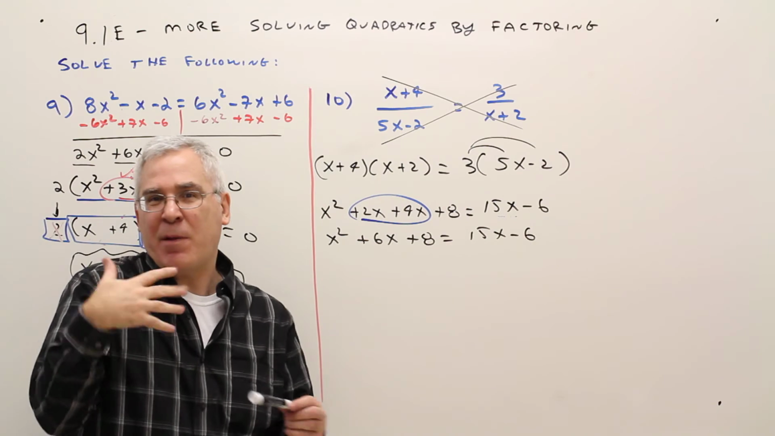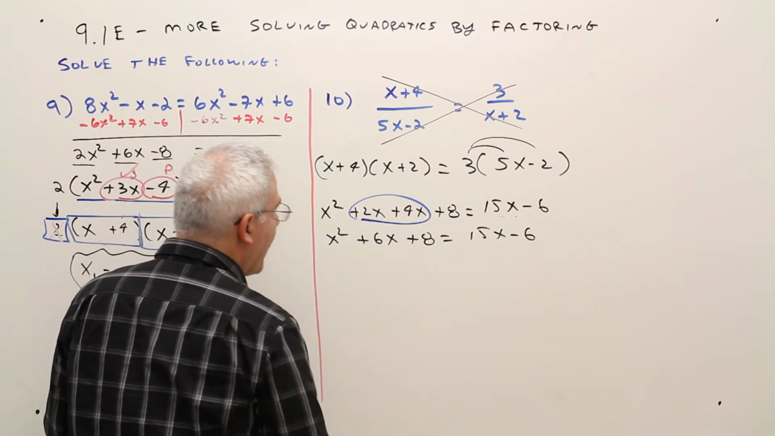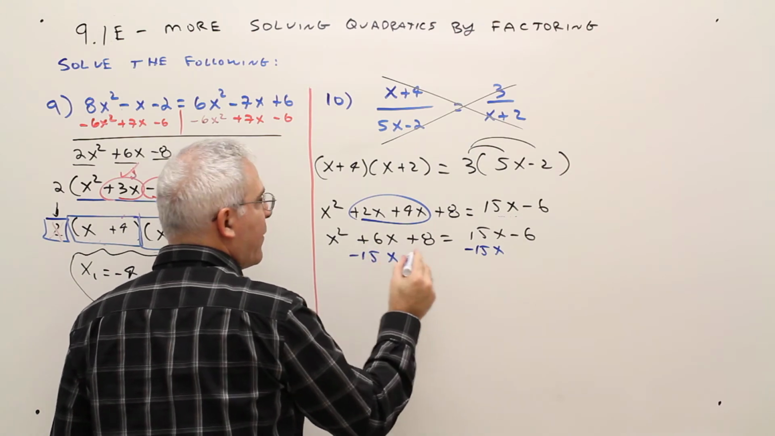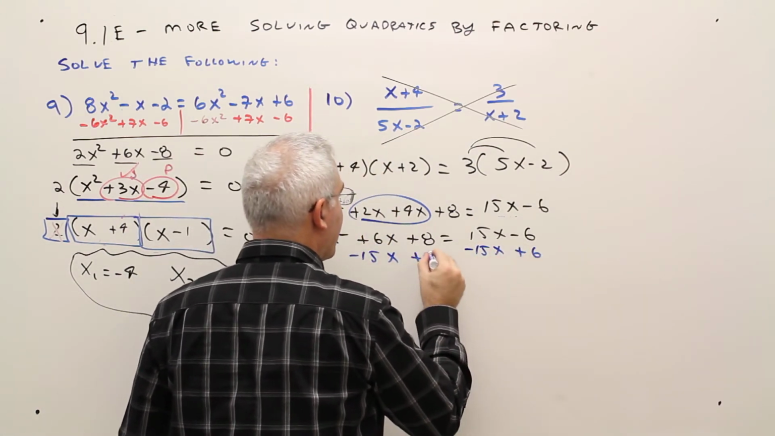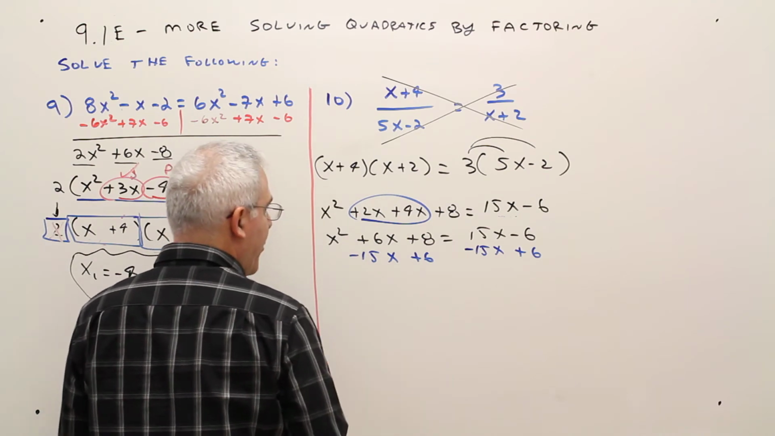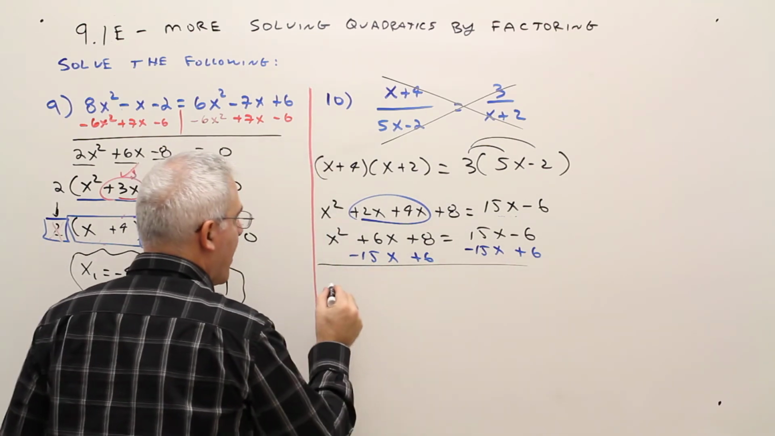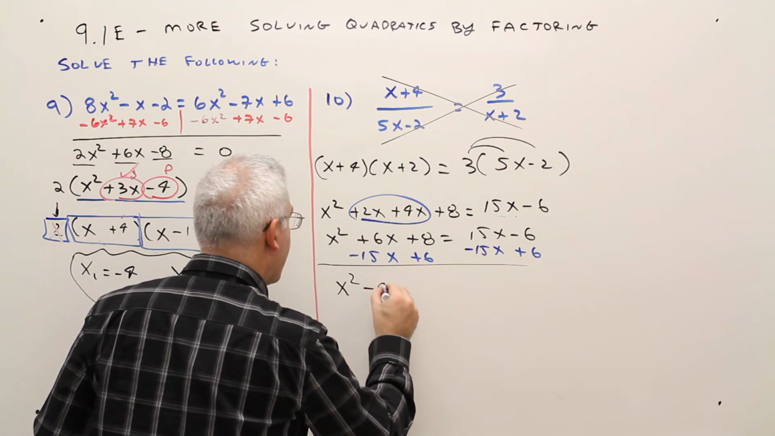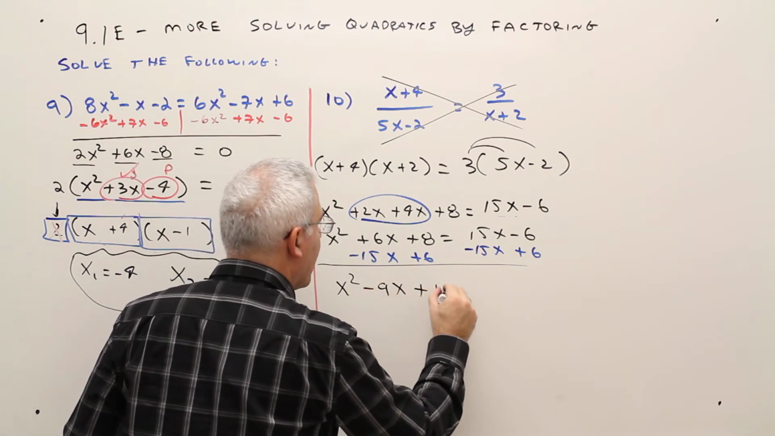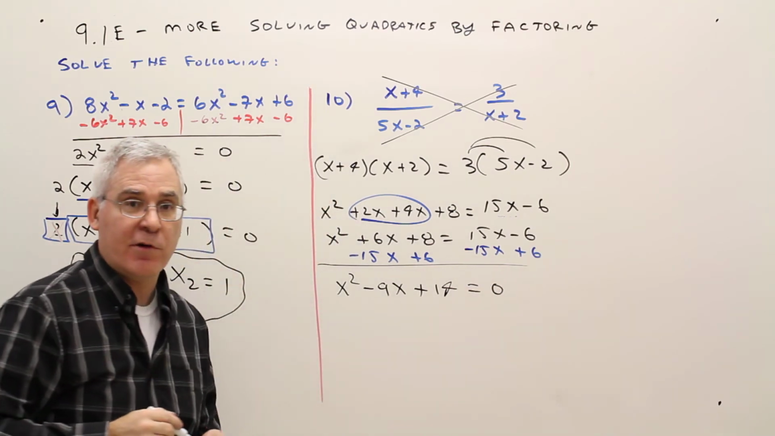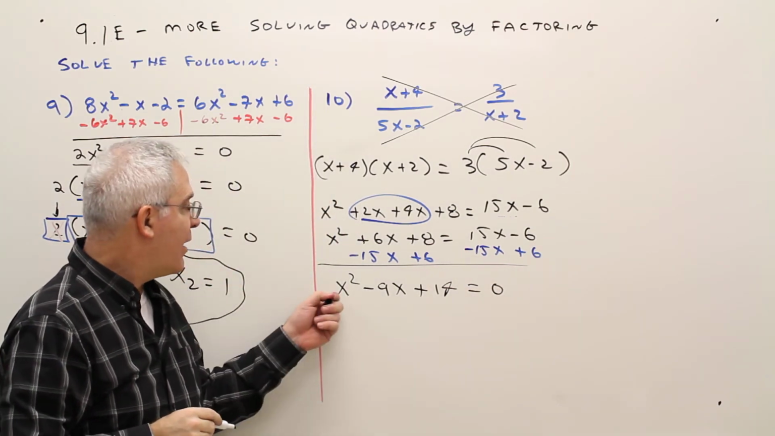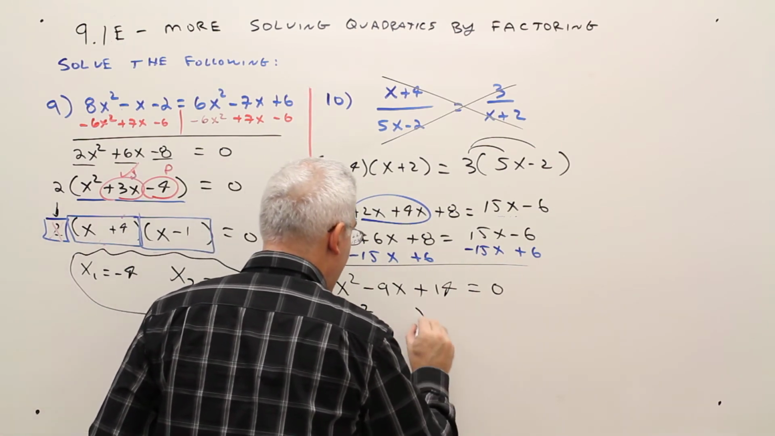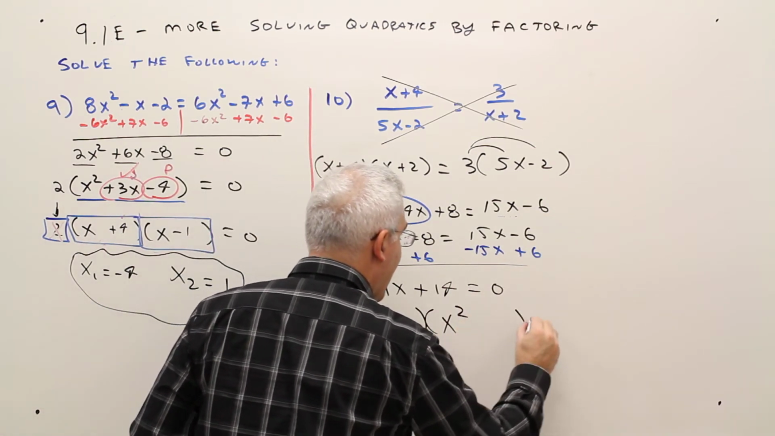I could have done it later, but I prefer to do it up front. All right. Minus 15x minus 15x plus 6 plus 6. Let's see what that results in. x squared minus 9x plus 14 equals 0. Okay. Lead coefficient is 1. My template will just simply be an x and an x.